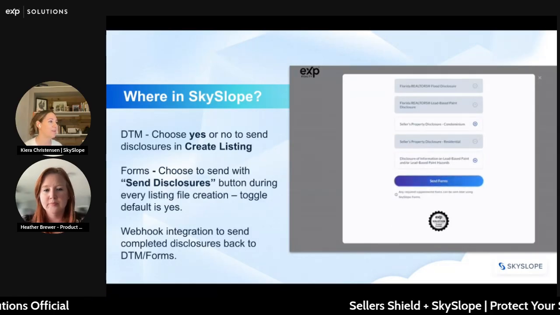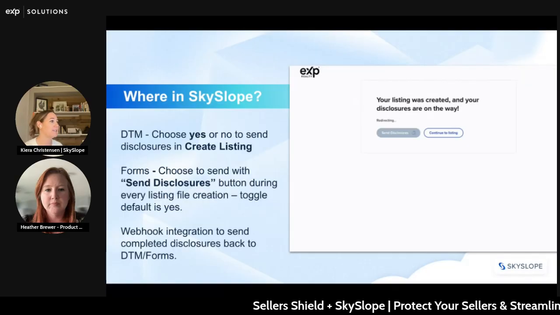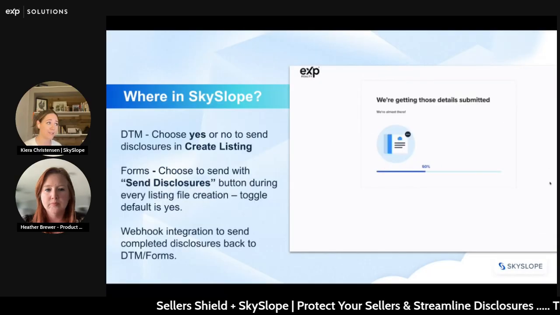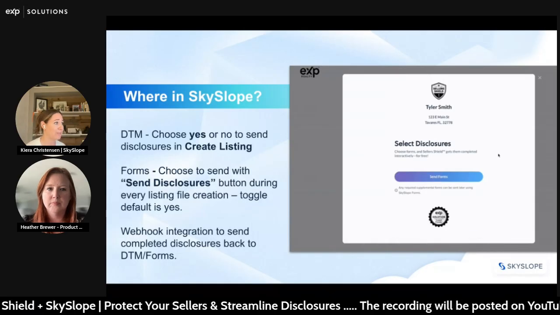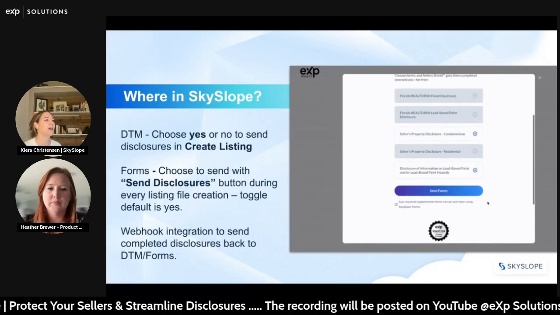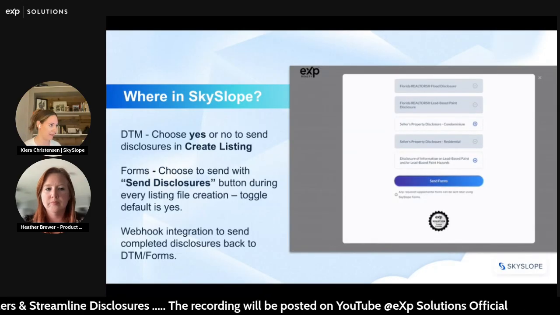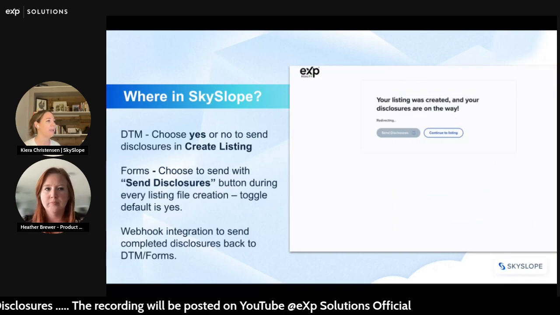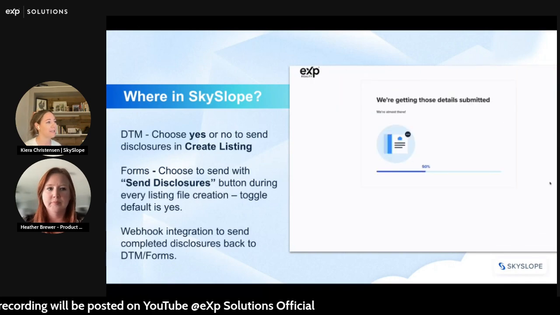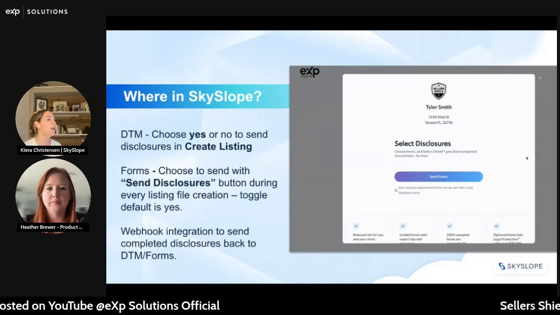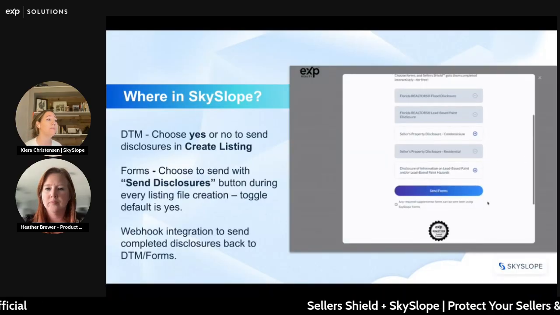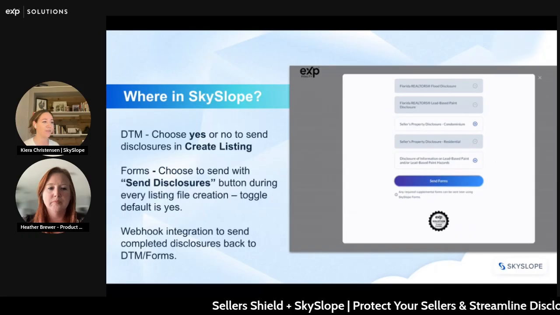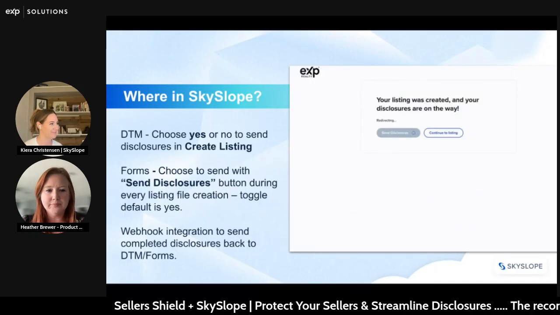As you can see down below there, that webhook integration sends completed disclosures back to transaction management. You might be thinking, I don't really know what that means. Well, that is going to be us automatically assigning it to your checklist. As we know, a big part of being an agent is turning those documents into our checklist for review. With the use of Seller Shield, once those disclosures are completed, they'll already be submitted into that checklist, even saving you a few more moments of your day.